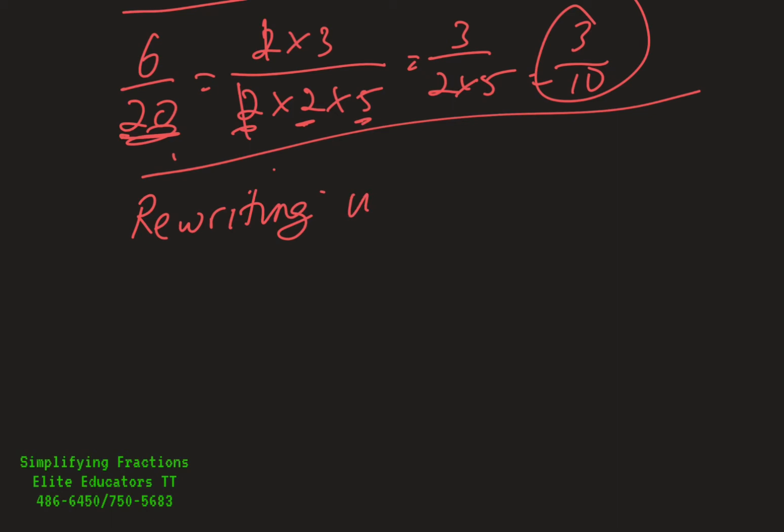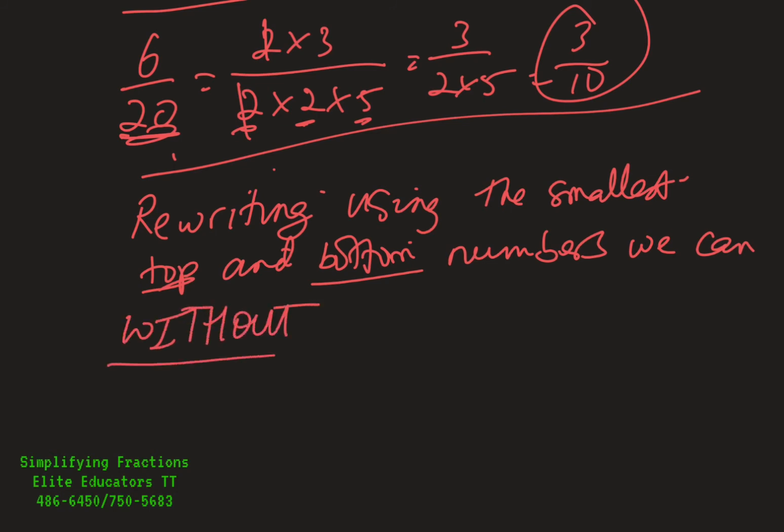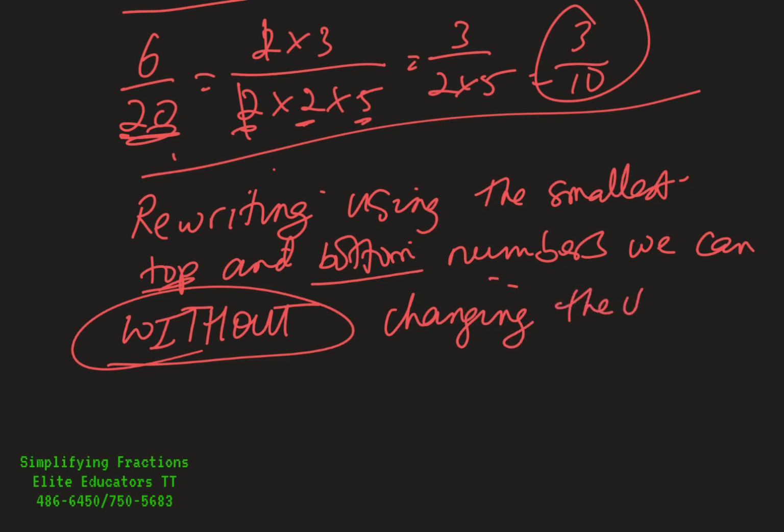Rewriting. So it is basically rewriting a fraction using the smallest top and bottom numbers. Remember, it'll be numerator and denominator that we can, without, notice I do this in bold because this is important, without changing the value of the fraction. Right?